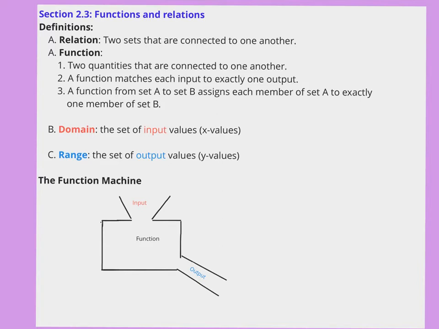Domain is the set of input values, or x values, in the relation. Range is the set of output values, or y values, in a relation.